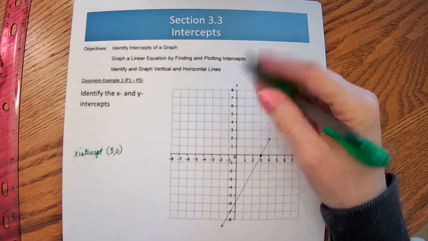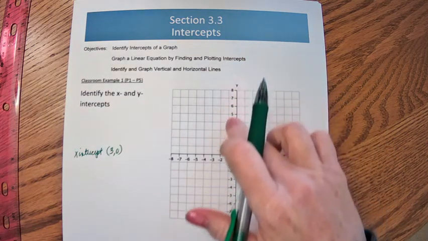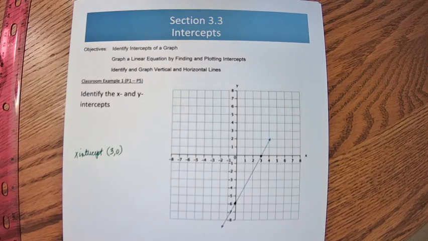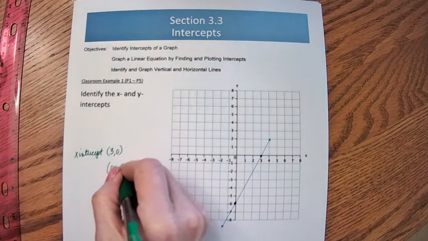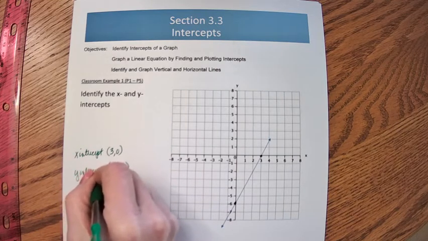All right, looking here, this is the y-axis. So the y-intercept is the point that crosses the y-axis, and that would be right there. And so that's when y is -6, so that's the point 0, -6. That's the y-intercept.